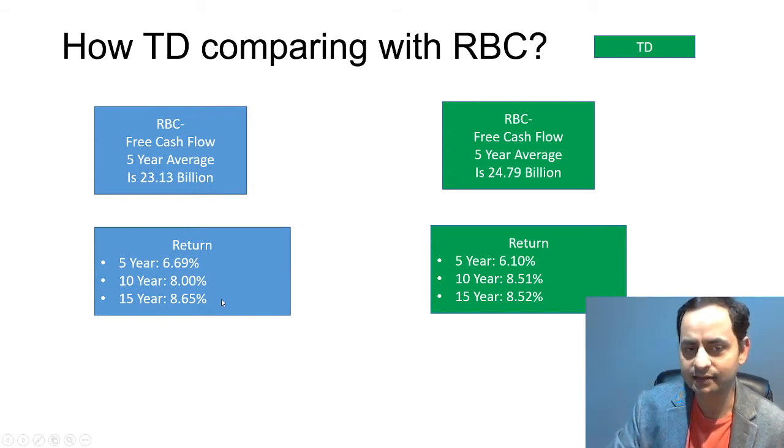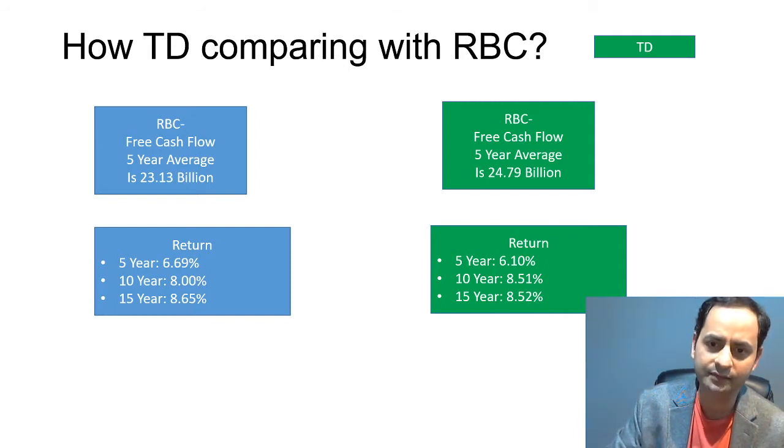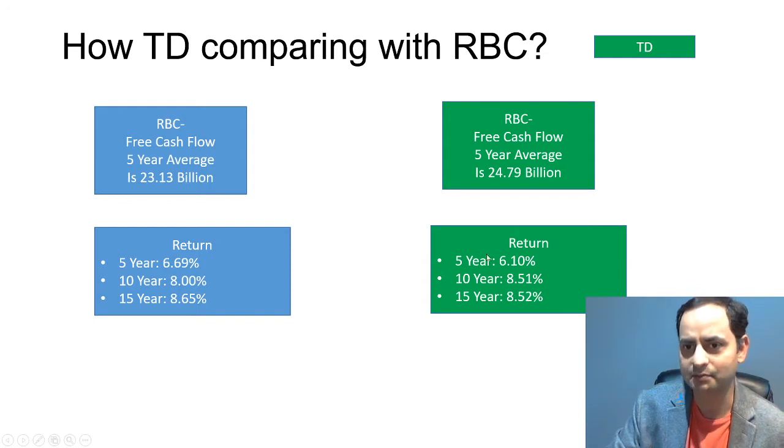And on 15-year, if we take the daily return average, then RBC again beats TD, but by a very small number, right? 15 basis points, so not that much. But if I go for a very long 10 to 15 years, mostly I think they are going hand in hand. So nothing much major difference here.